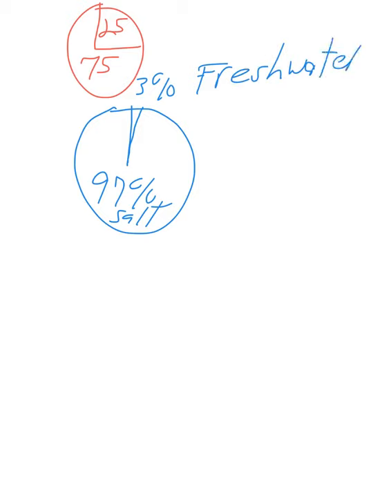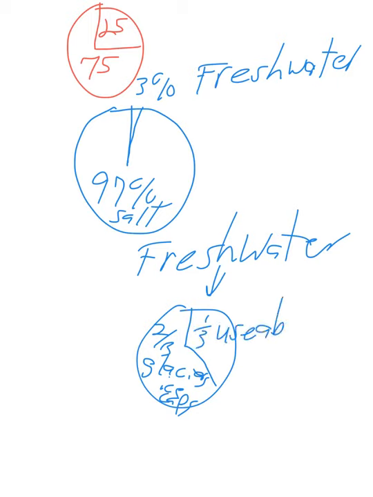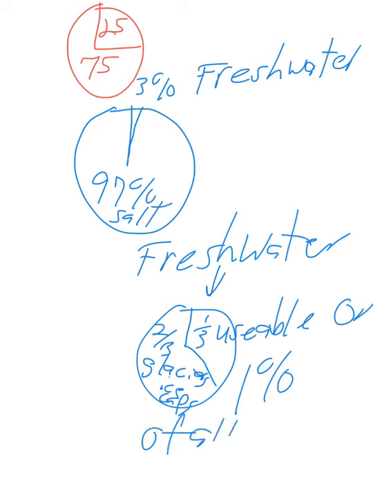Okay. Now, of the fresh water, and this little chart down here is strictly the 3%, okay? This is the fresh water. All right. 2/3 would be the glaciers and ice caps. Can't read it, sorry about that. And only 1/3 is usable. Okay, only 1/3 or 1% of all the water on Earth.